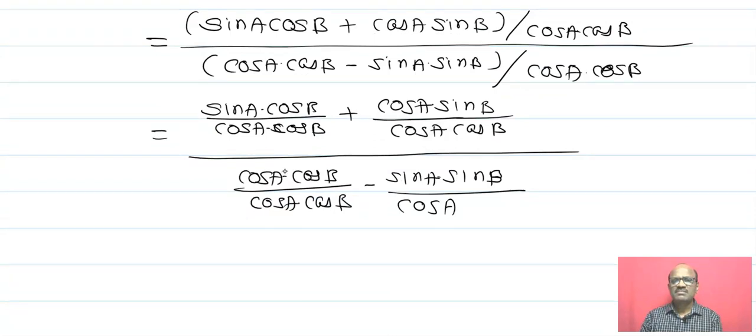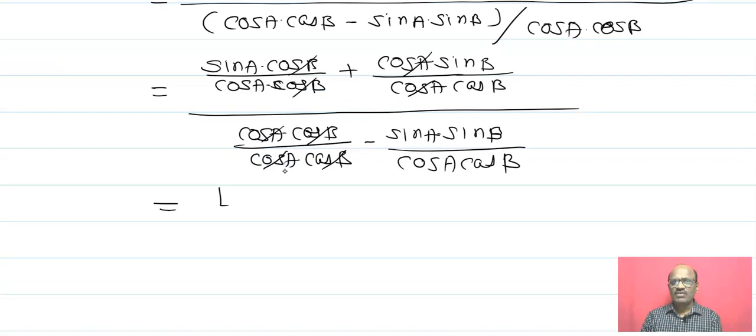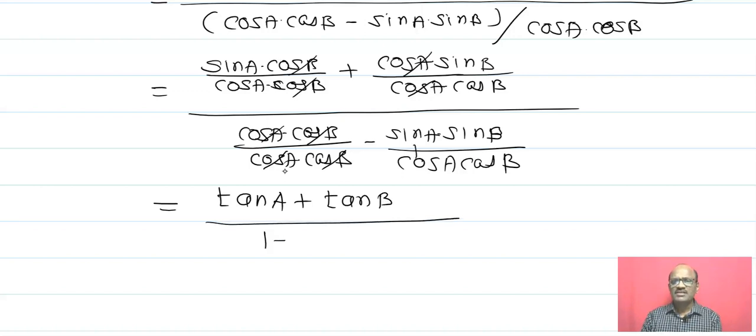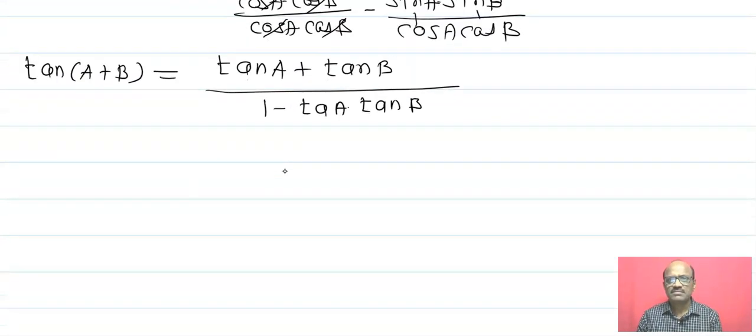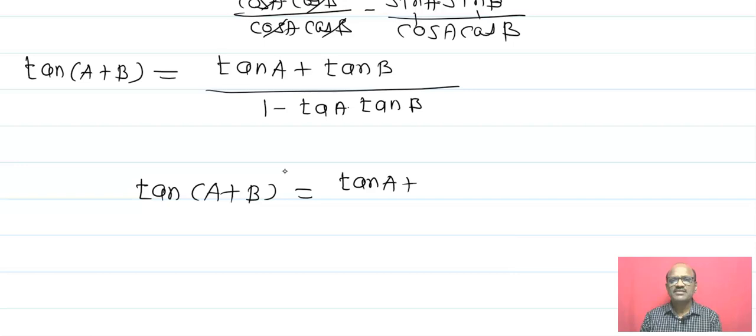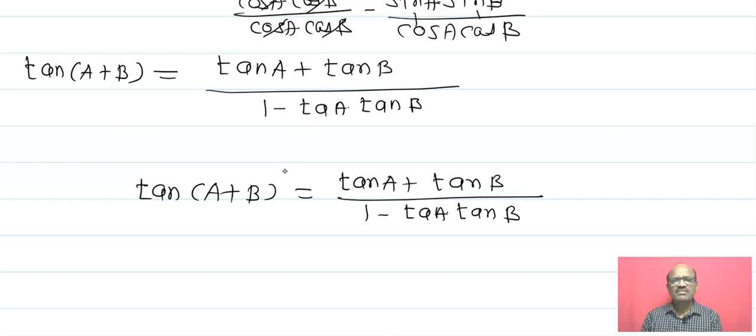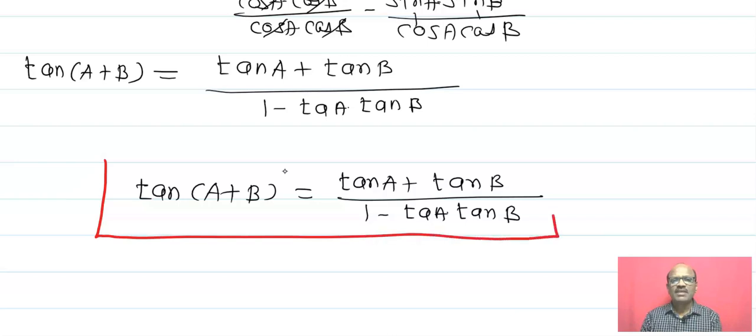Now see, in the first term, cos b gets cancelled in the numerator. Therefore, you will get the first term as tan A. Cancelling the terms, for the first tan A, next plus tan B upon 1 minus tan A into tan B. And this is the formula for tan of A plus B. Therefore, tan of A plus B is equal to tan A plus tan B upon 1 minus tan A into tan B. Similarly, we can write the formula for tan of A minus B.